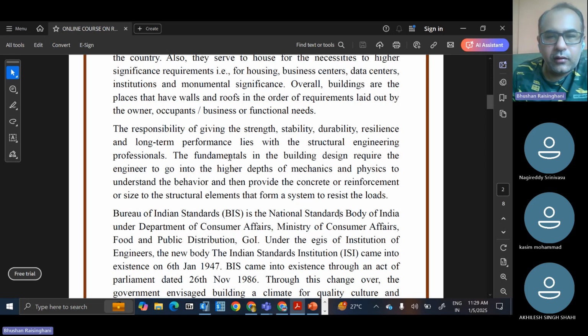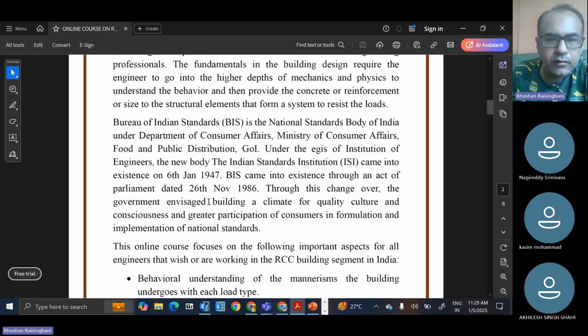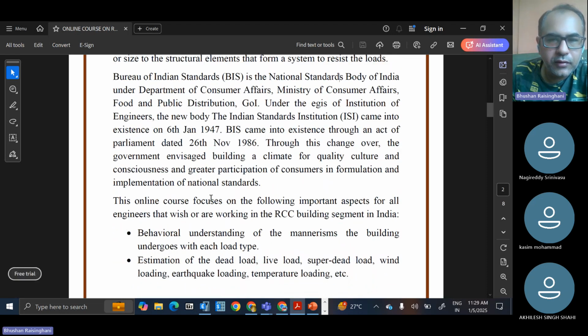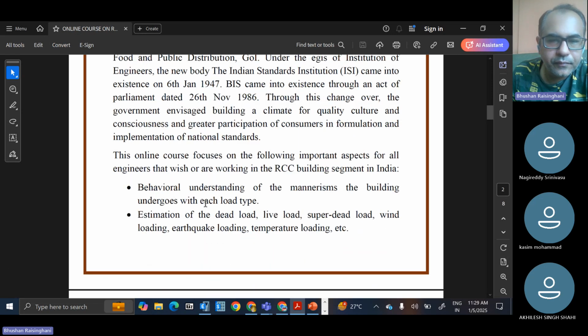So I will be focusing on all these aspects in the course as we go ahead. Some introduction on BIS I have mentioned, in which year it was formed, and what the role of BIS is.